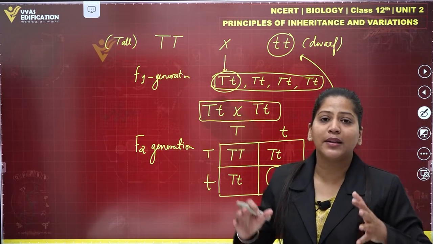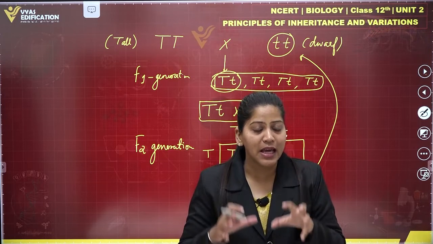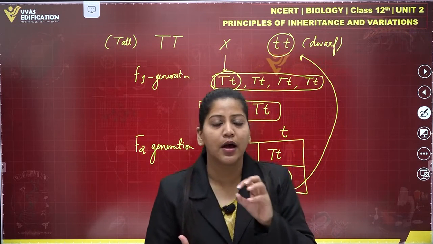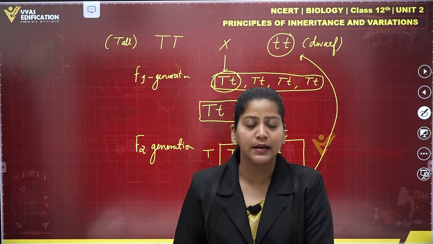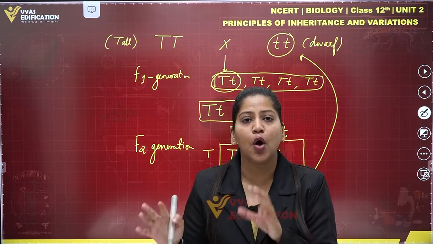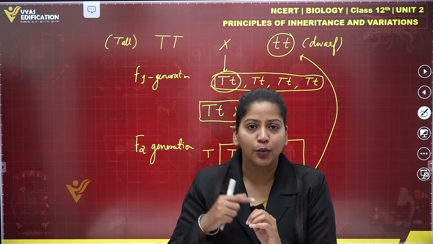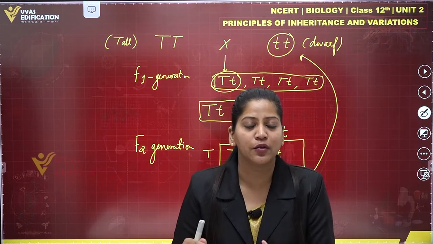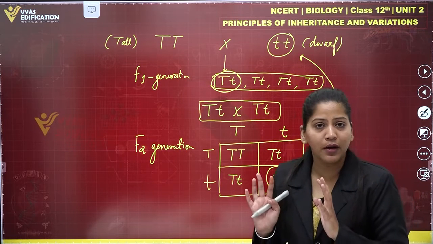You have to remember that in the law of dominance, the recessive allele, which is not able to express itself in the F1 generation, is not lost at all. It remains hidden, it remains masked in the progeny of the F1 generation, but it will reappear, it will express itself in the next generation, that is the F2 generation. So this is the complete solution of question number 4.